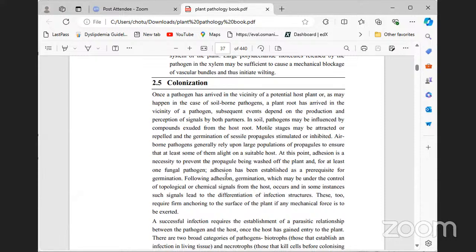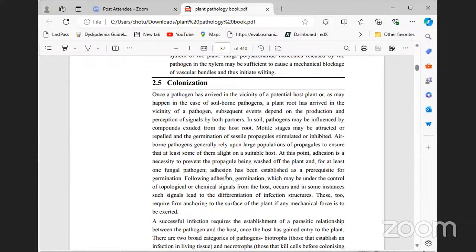Subsequent events depend on the production and perception of signals by both the partners. In soil, pathogens may be influenced by compounds exuded from the host root. Motile stages may be attracted or repelled, and the germination of sessile propagules stimulated or inhibited.